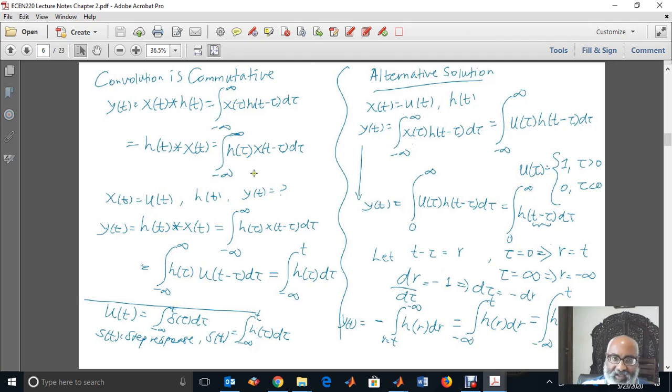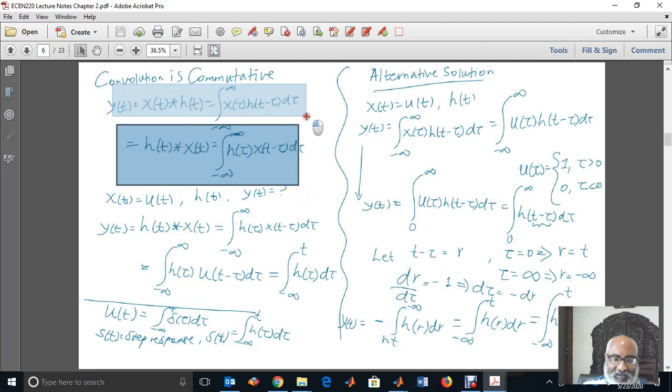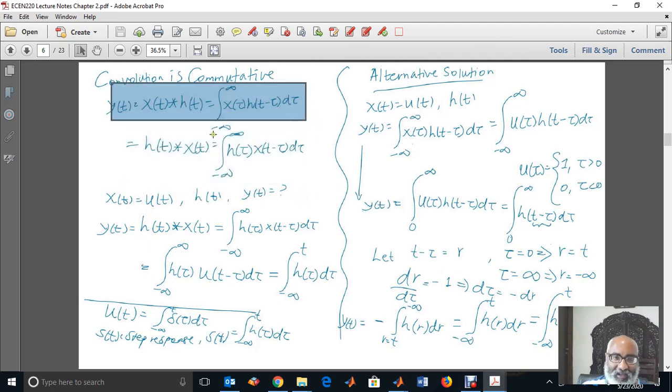Okay, you'll get the same result. And this commutative property is useful because sometimes it is easy to do the convolution using this instead of this. Instead of doing this integration, it may be easy to do it this way. That's why the commutative property is very nice.